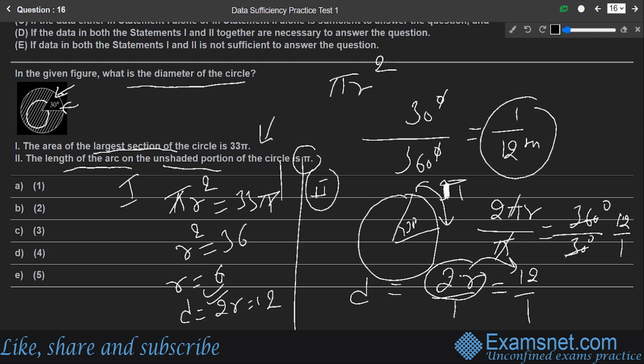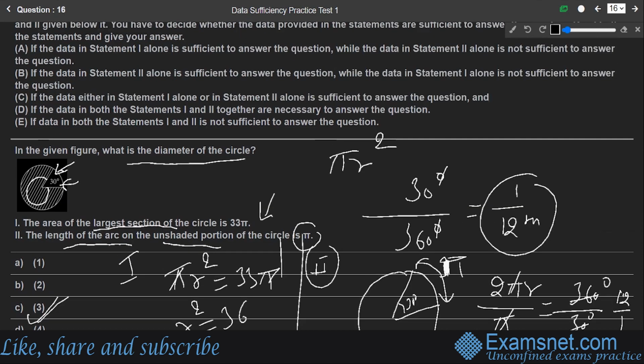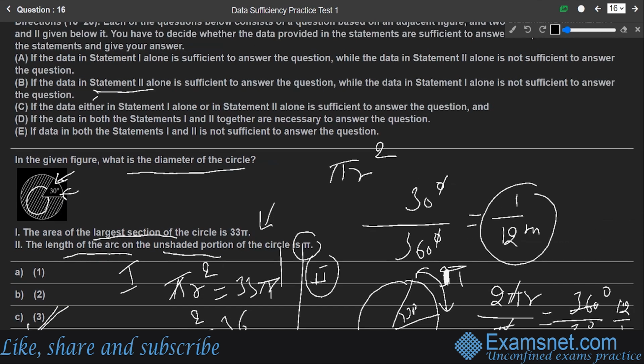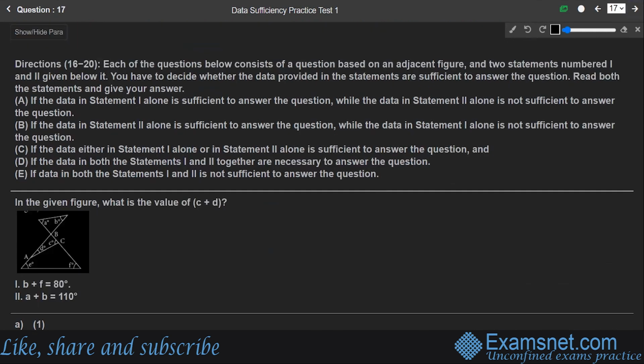So both the statements are sufficient to answer the question, first and second both. So clearly which option is right? Option number 3 is right, which says both the information alone are sufficient. Statement number 1 alone is sufficient, and statement number 2 alone is also sufficient. So this is the right answer.